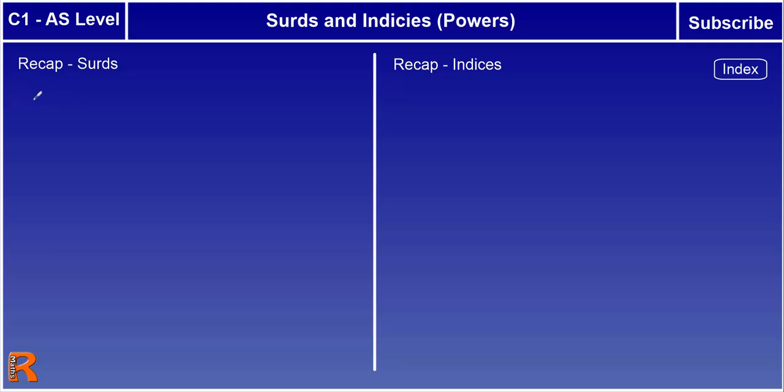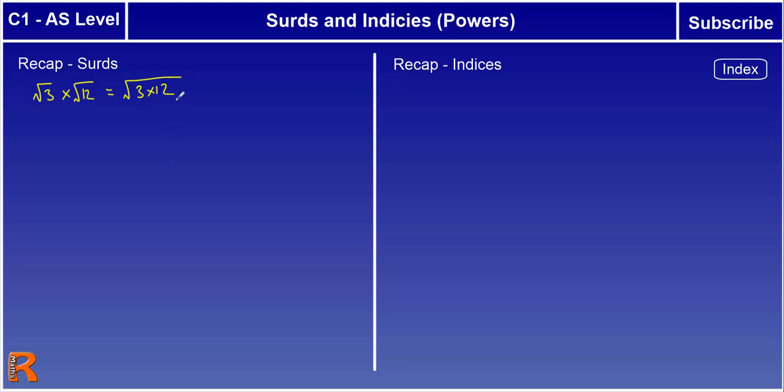First of all, the first thing we need to know is that when we do the square root of something, so for example the square root of 3 times the square root of 12, that's going to be the same as the square root of 3 times 12. This is one of the key rules in surds.